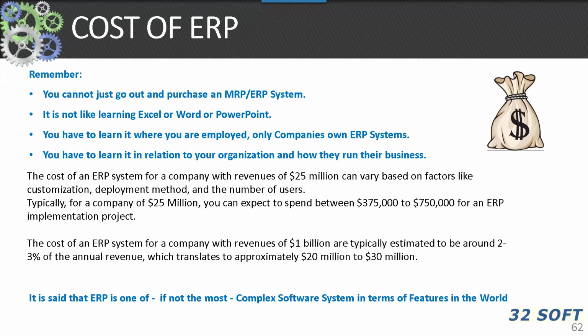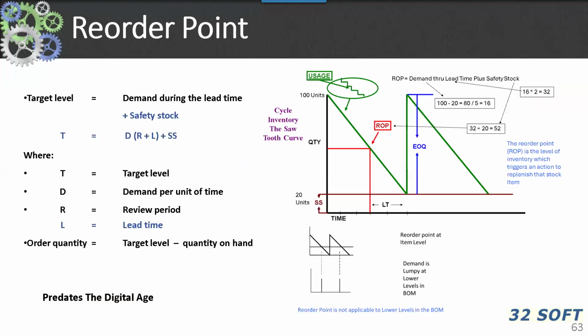If you've got a company with 25 million, a re-implementation is probably going to cost you $375,000 to $500,000. If you've got a $1 billion corporation, it could cost you $20 to $30 million. It has been said that ERP is the most complex software in terms of features in the world. It's a huge expense, and there's lots to learn.